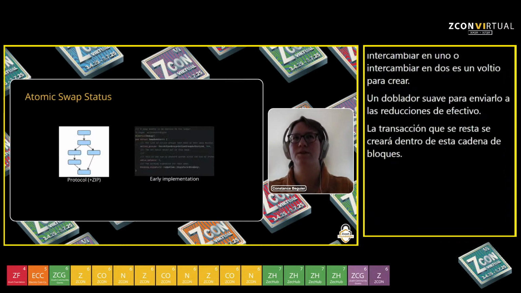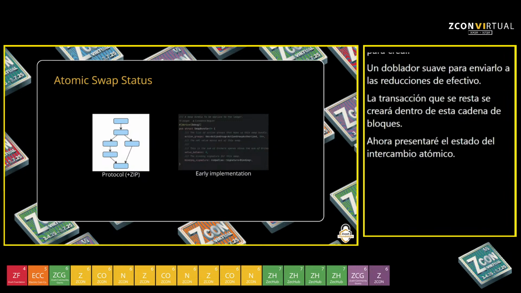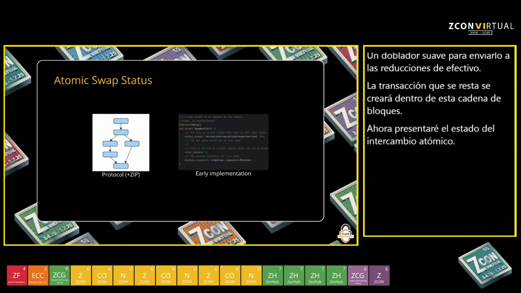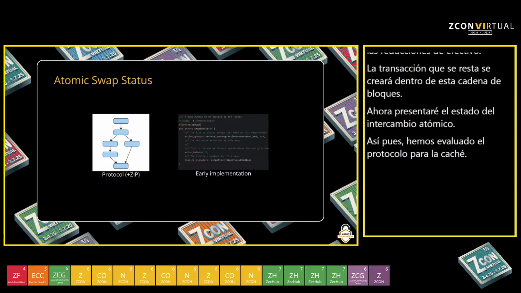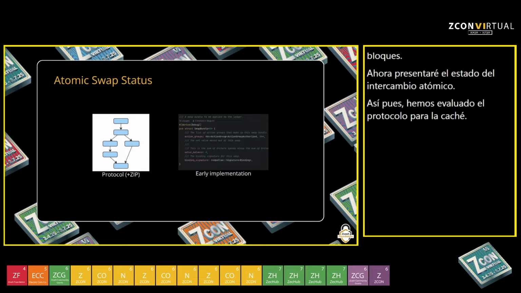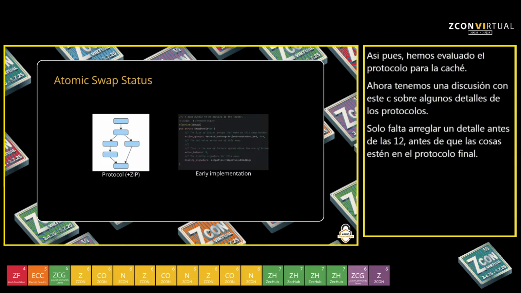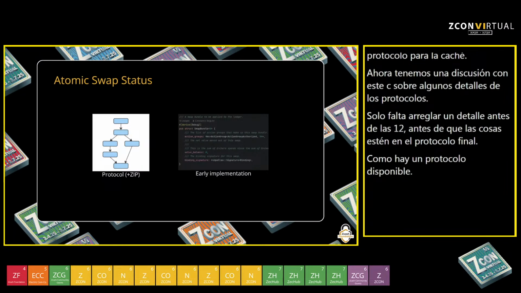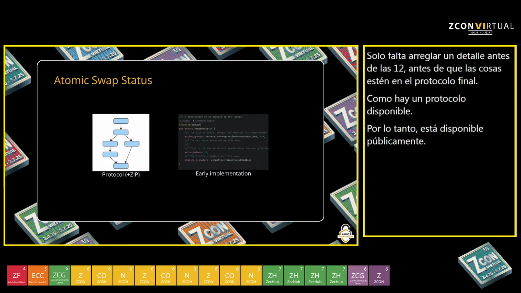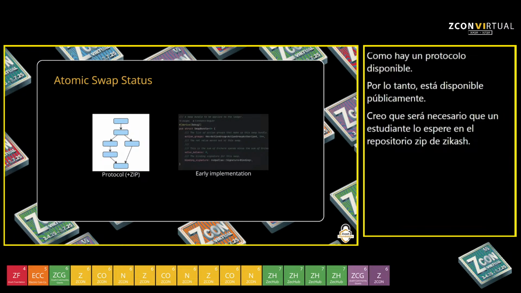So now I will present the status of atomic swap. We have already presented the protocol to Zcash. Now we have some discussion with ECC about some details of the protocol, just one or two details to fix before having the final protocol. The protocol is available in ZIP format on the Credit ZIP repo, so it is publicly available. I think it will soon be integrated into the Zcash ZIP repository. So the protocol is almost finished, and we also have an early implementation.